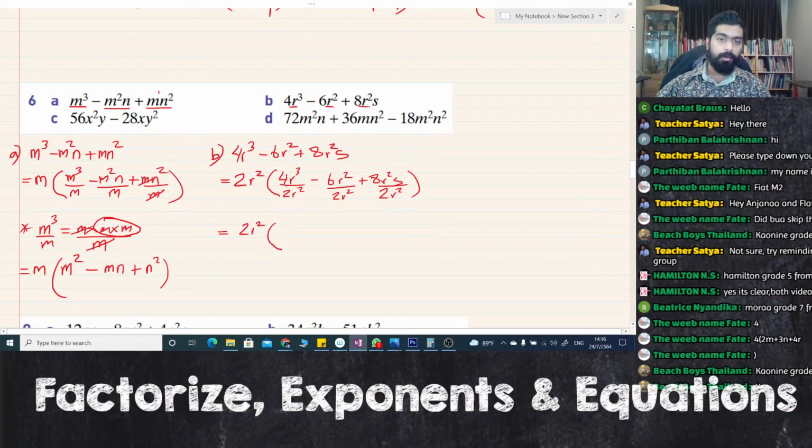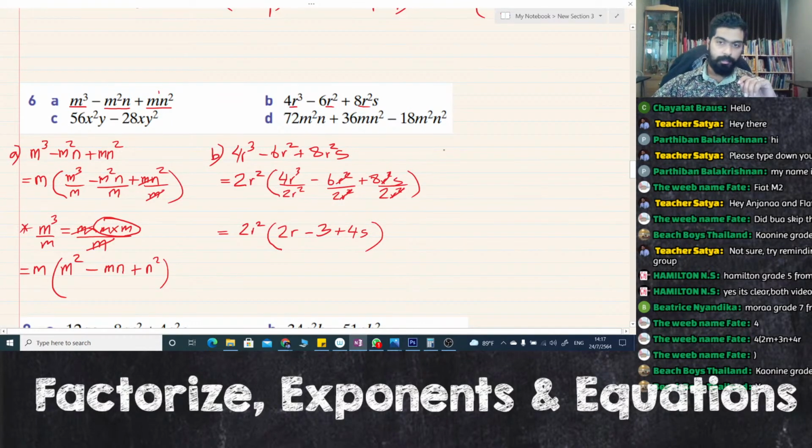Now here, guys, 4 divided by 2 is going to give us 2, right? And r cubed divided by r squared will leave us with just a single r, right, guys? And minus, 6 divided by 2 is going to give us 3, and r squared will simplify itself. Now finally, we have a plus here, and then 8 divided by 2 is going to give us 4, and r squared will simplify itself, which would leave us with a single s. So this would be our final answer. All right, guys, this will be our final answer.